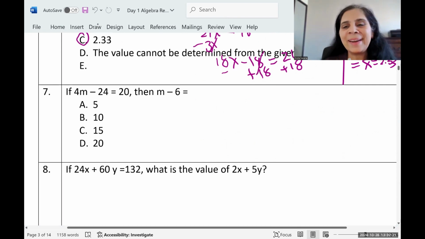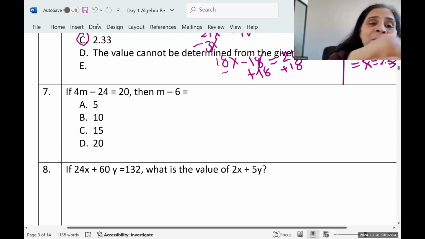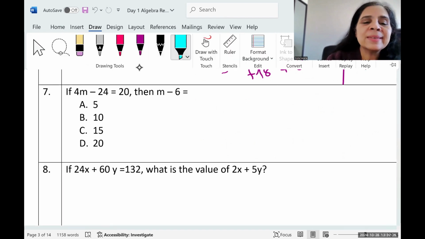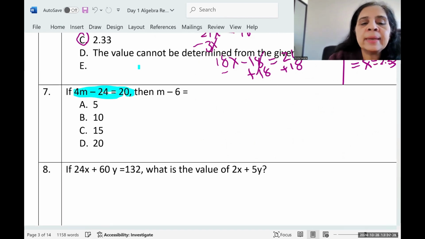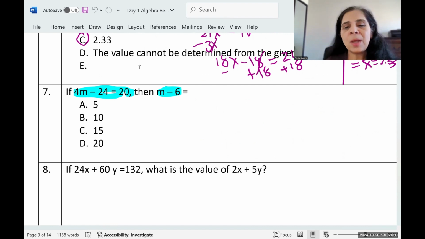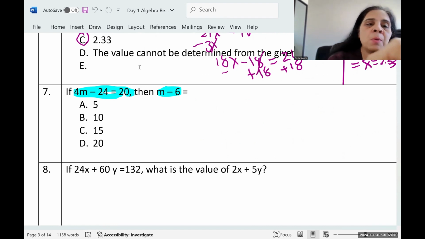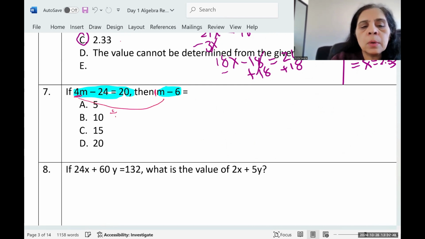Here is a big strategy. Here we can see we are given an equation, and the question is an expression. So I will check the relationship between the given and the question. How can we check? I will compare the variable coefficients first. We have 4 and here is just 1. So I can see if I divide by 4, I will get 1m. What about here? 24 divided by 4 is 6. So I will just divide by 4.